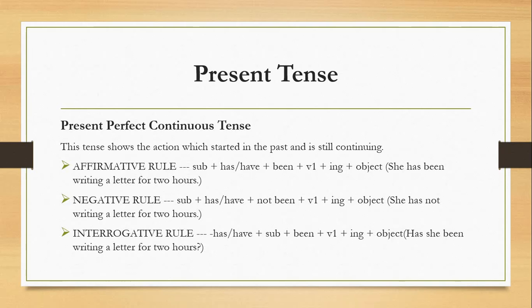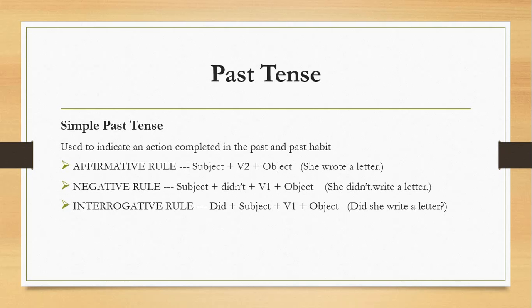Okay, now we will talk about past tense. First, let's begin with simple past tense. It is used to indicate an action completed in the past and past habit. Again, here the same thing is given: affirmative, negative, and interrogative rules. Affirmative, subject plus V2 plus object. V2 is the past tense form of the verb. She wrote a letter. Negative, subject plus didn't plus V1 plus object.